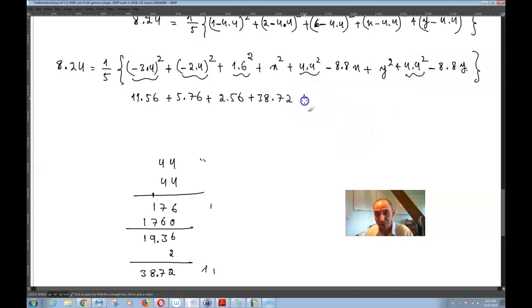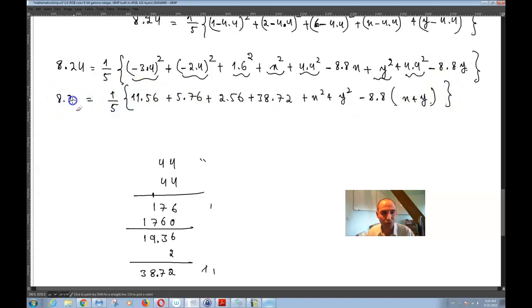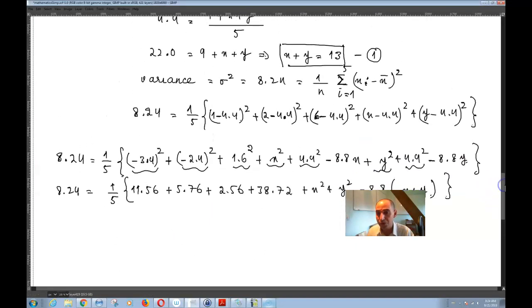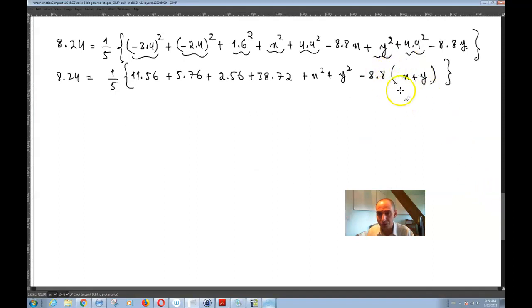And so I can write basically x squared plus y squared. So these two are taken care of as well. And then I can write negative 8.8 times x plus y, and multiply this by 1/5 is equal to 8.24. Okay, so now x plus y is equal to 13. So instead of this, I can write 13.